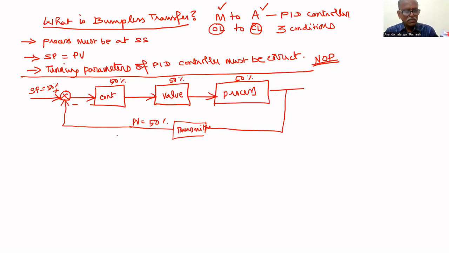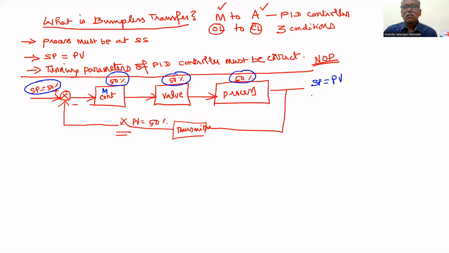Now, let us assume that the process is in open loop. If you close this, then only it is closed loop. That is called bumpless transfer. Now it is in open loop. The set point is 50%. The controller output in manual mode gives 50%. That's why the valve is opened for 50%. Therefore, the process is at 50%. Now, set point equal to PV. The process is settled at 50%. Therefore, process is at steady state.